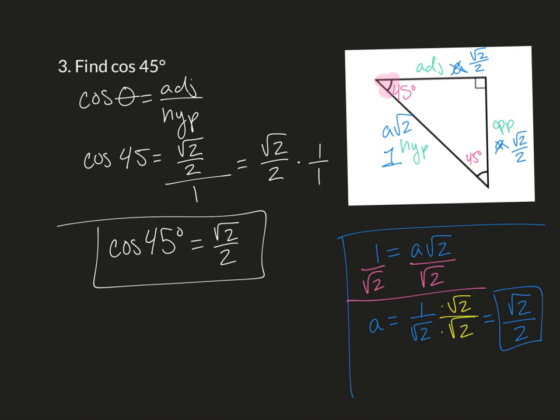So I labeled my adjacent, opposite, hypotenuse. I labeled the sides A, and A times root 2. And then I went down to the bottom corner and I solved for A, dividing by root 2 on both sides. Then I rationalized it and I got root 2 over 2. So I went back up here to the top and I replaced my A with root 2 over 2. And we already knew the hypotenuse was 1 because, like I said, we are assuming the hypotenuse is 1 in every single one of these questions.